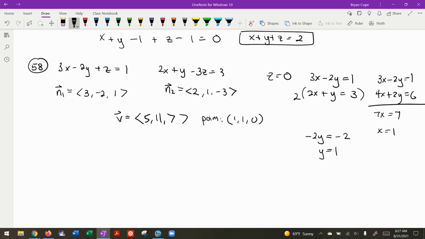All right, so what did they want? Parametric equations? They do. So x equals 1 plus 5t, y equals 1 plus 11t, and z equals 7t.